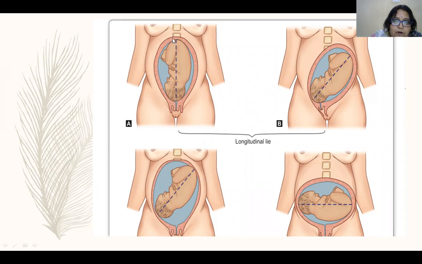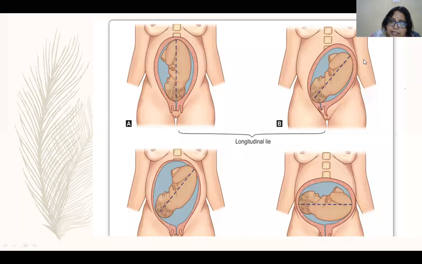So in this, the long axis of the fetus is lying parallel to that of the maternal spine. This is the maternal spine. So this is called longitudinal lie. Here also it is called longitudinal lie, but the long axis of the fetus is slightly oblique to that of the spine. So in this, you call this an oblique position. Even here it is oblique. Here the uterus is centralized and the uterine axis is also in line with that of the maternal spine, but the fetus is in oblique position.